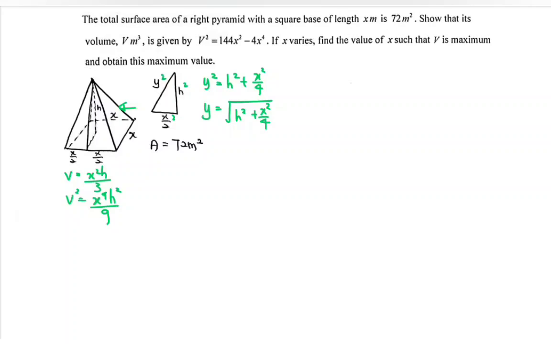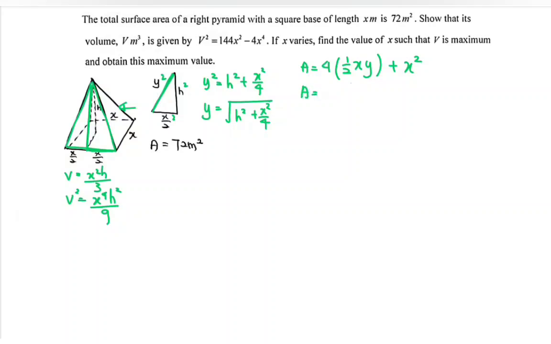If it refers to the area, then we have this surface. As for the pyramid, we have 4 surfaces, and for each surface we make use of the y. We have 1 over 2 because of the triangle, and then x multiplied by y. Plus x squared because of the base. So here we have the 4 sides, and then we have the base.